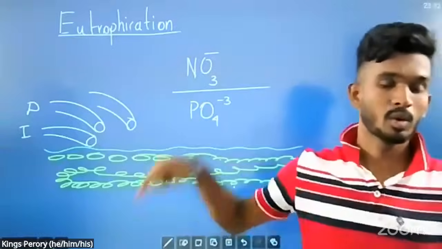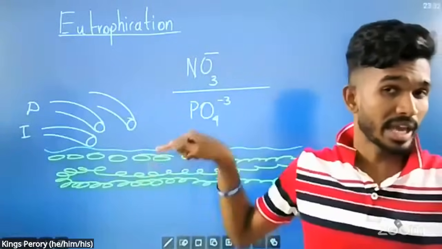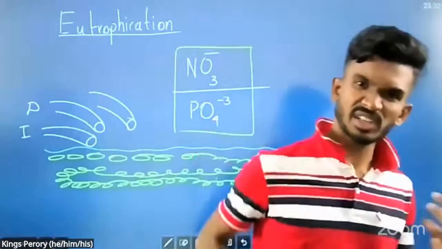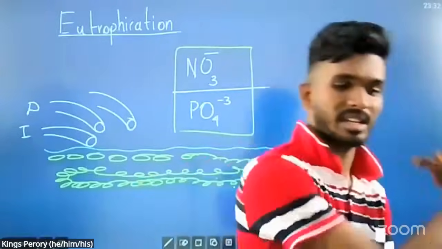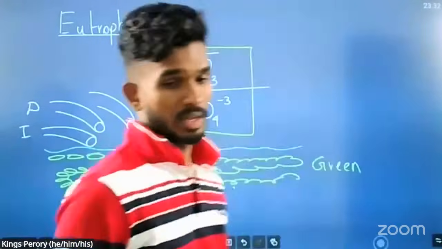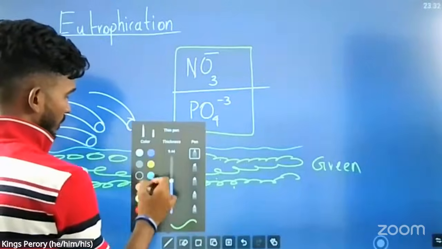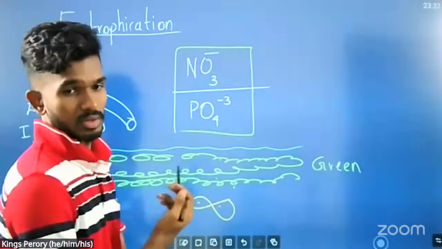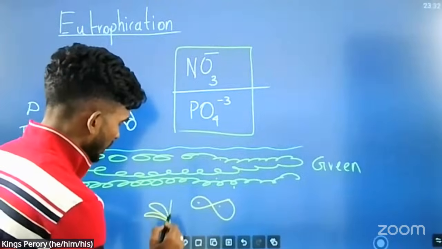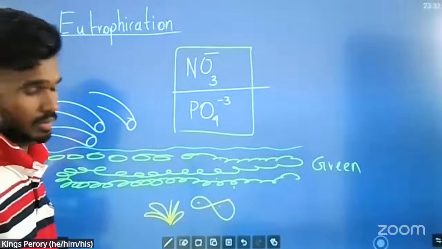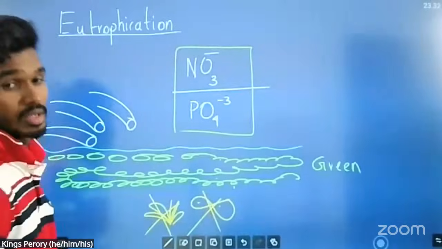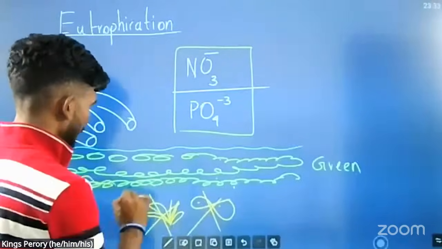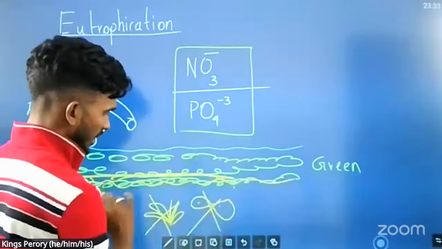Why does the river become green? Overpopulation of algae. Why did the algae get overpopulated? Because of nitrates and phosphates. When nitrate and phosphate concentration increases, growth of algae gets accelerated, so a lot of algae grows everywhere. Once algae grow like this, can any aquatic animals live? No. Can aquatic plants receive enough sunlight? No. They will die. Algae itself will die because it has got overpopulated. So all these things die.